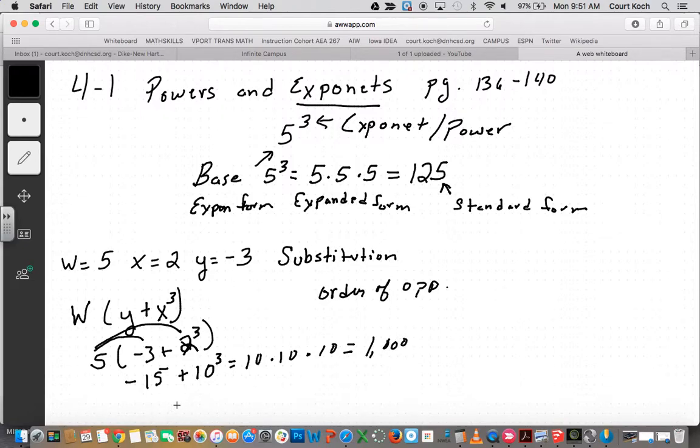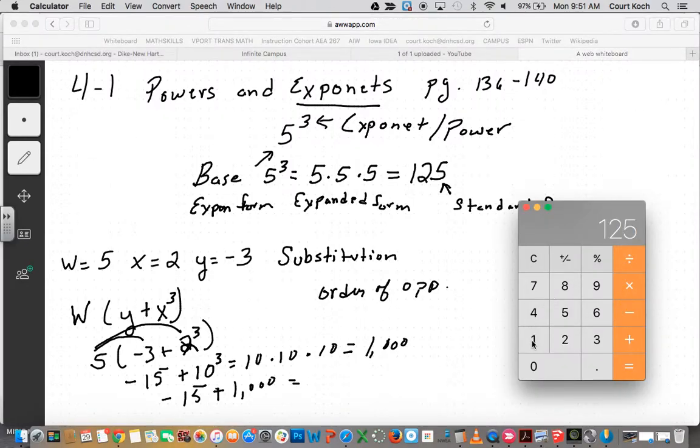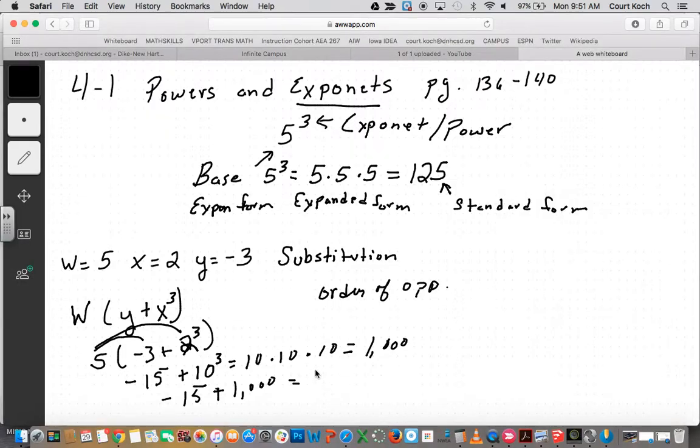So now I come back through and I rewrite the problem as -15 plus 1,000. I can even use the calculator for that. So let's go negative 15 plus 1,000. I'm going to get a positive 985.